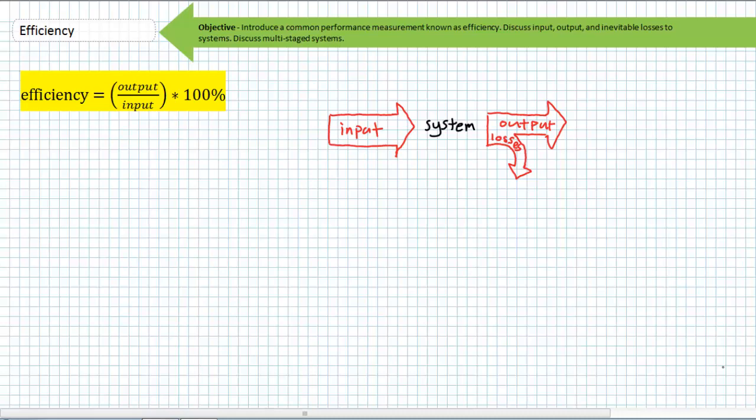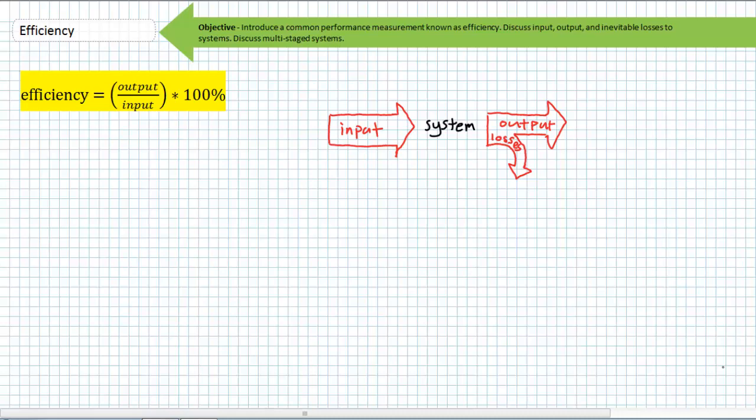Our objective today is to introduce a common performance measurement known as efficiency. We'll learn to calculate efficiency for a single system or multi-stage cascaded systems. Additionally, we'll learn that output can never exceed input conditions due to inevitable losses in our system. It'd be nice, but it can't.